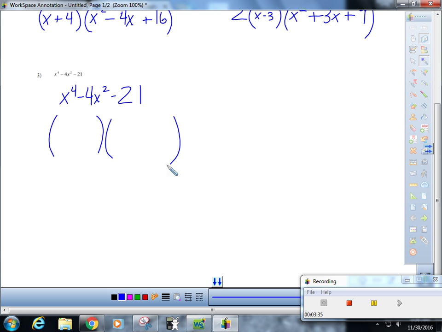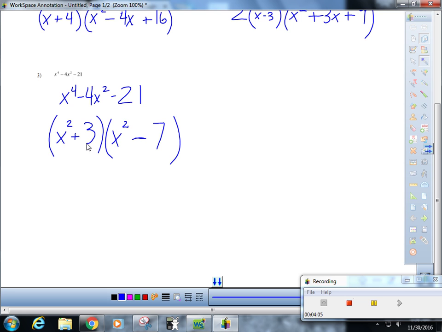The difference is, instead of having an x here and a plus and an x here and a minus, I know it's a plus and a minus because it multiplies to be negative. Now these are x squared because x squared times x squared is x to the 4th. So we're looking for two numbers that multiply to be 21 and add to be negative 4. And that's going to be a negative 7 and a positive 3. Do you pick that up? So that's it. That's how you do those.